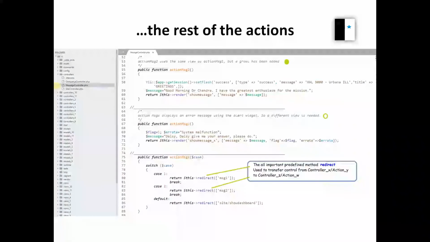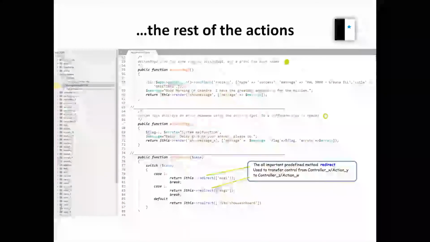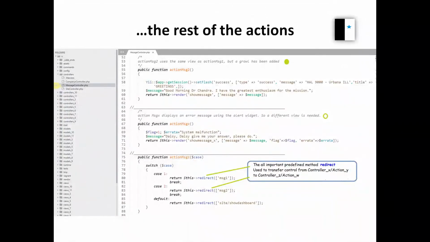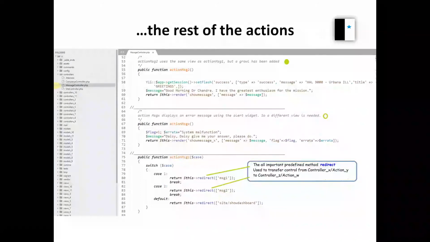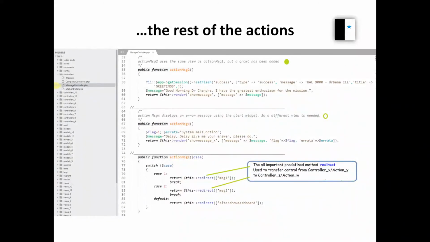Let's proceed now to write the rest of the actions of our controller. We have action message 2, that's very similar to message 1. The only thing is that we have added a growl that appears on the screen. And because we have written the code for this growl in main.php, actually action message 2 and message 1 can share the same view. This is not the case with action message X that displays an error message using the alert widget. And you have to write the code for producing this widget in a view specific for that action.